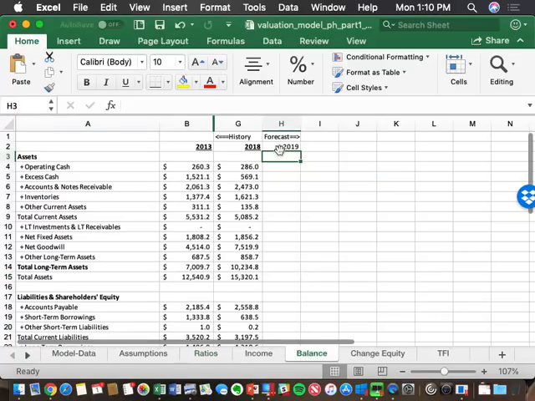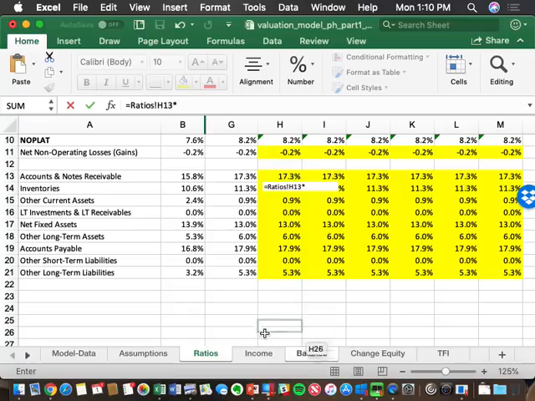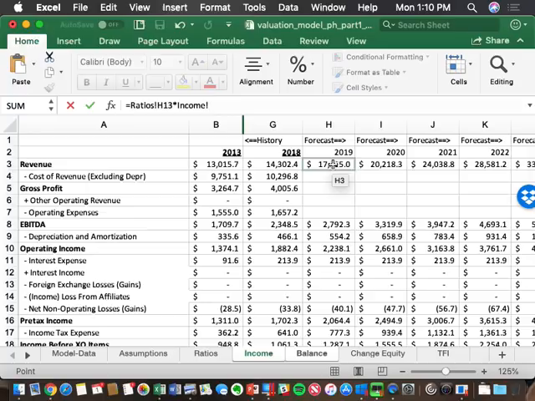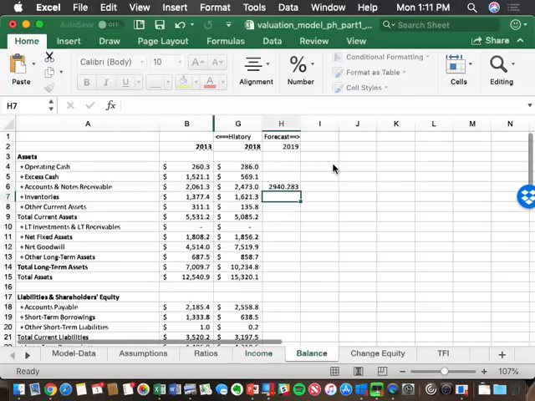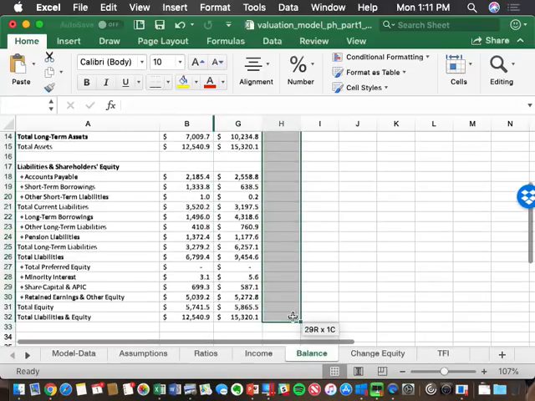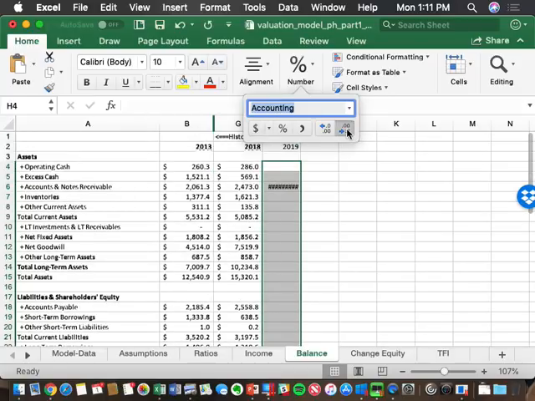So here's how it's going to work. We go to accounts and notes receivable as a percentage of sales. So for 2019, H6 equals, from the ratios tab, H13 times, from the income tab, 2019 revenue, which is H3. So 2940.283. And I'm going to take all these numbers and format them currency to 1 decimal place.